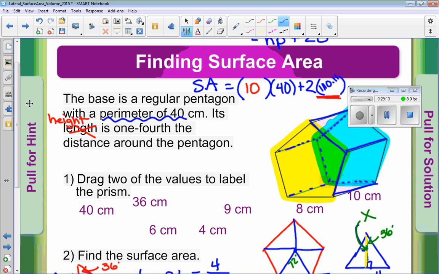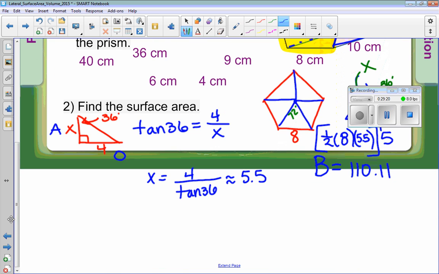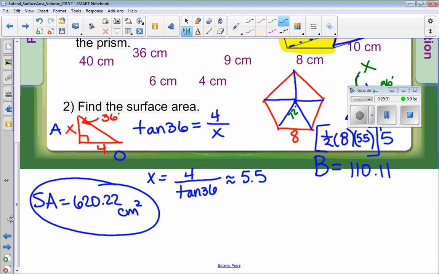So the entire surface area of this pentagonal prism is 620.22 square centimeters. That's about as tough as they're going to get. Okay, we started with a hard problem because I wanted to make sure that if you can do the hard ones, you can do the easy ones.